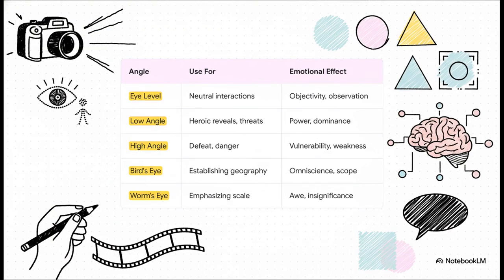So here's a little cheat sheet for you, a quick reference for your arsenal. We've already hit the low and high angles, but you've also got your standard eye level for just neutral, everyday scenes. Then there's the bird's eye view for that all-seeing, godlike perspective, and the worm's eye view, which is amazing for emphasizing massive, epic scale. Seriously, think of this as your foundational toolkit.